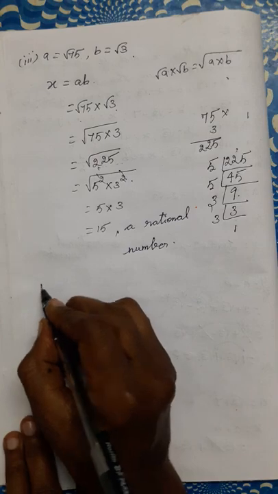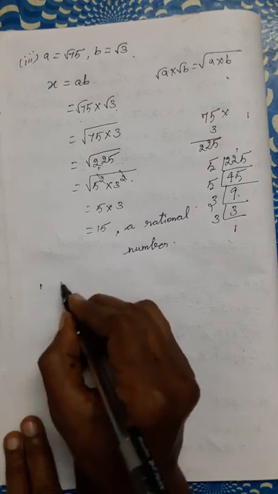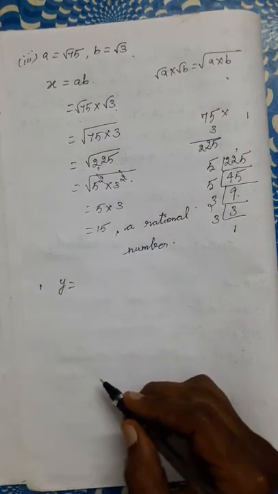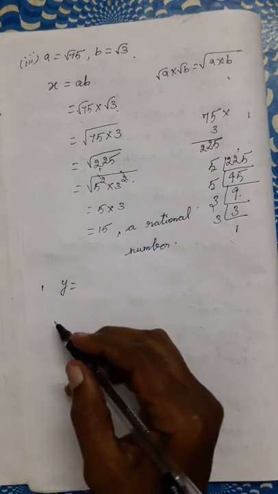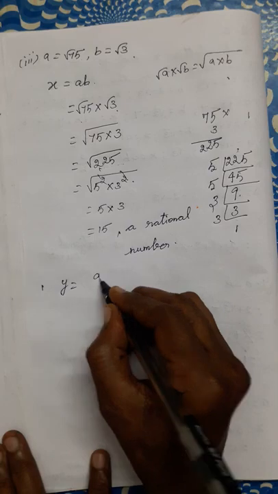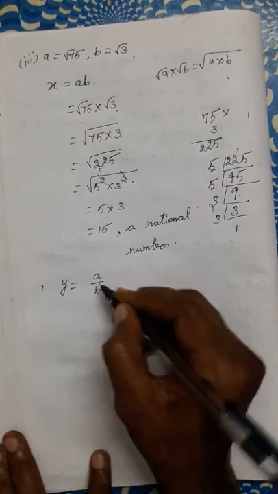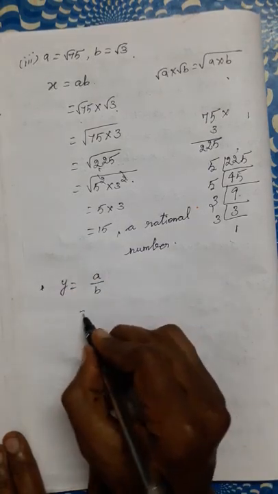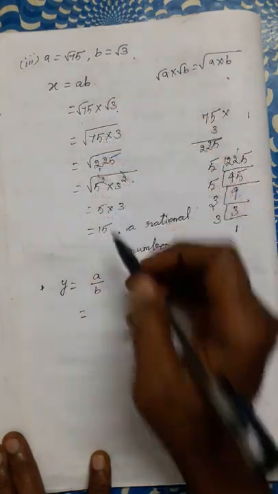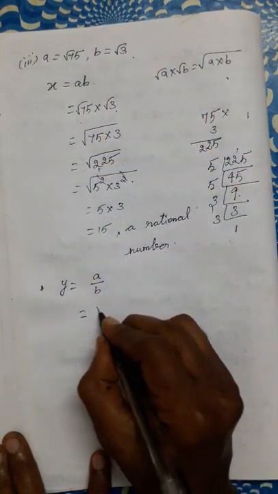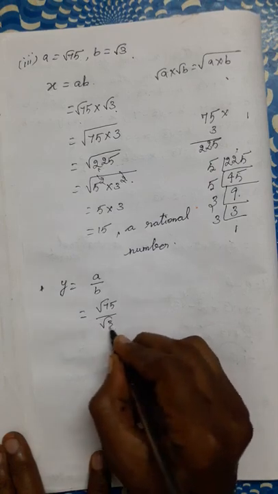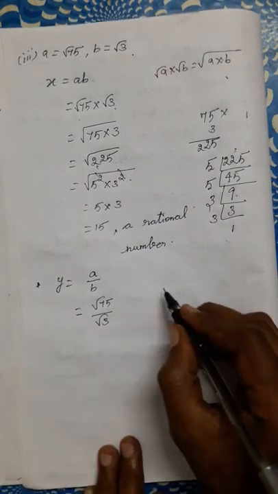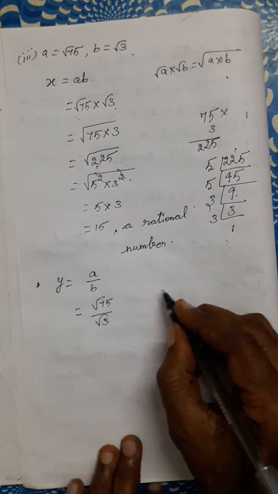Next, fourth, y is equal to a by b. We have to find out y. y is equal to a by b. Substitute the a value and b value: root 75 divided by root 3.